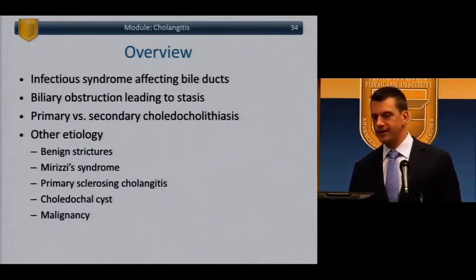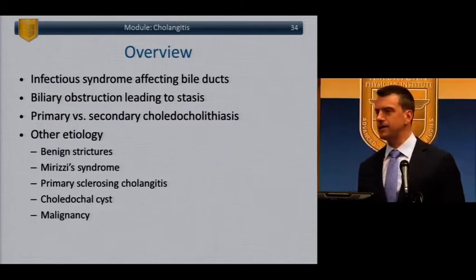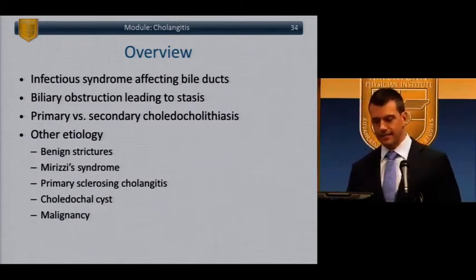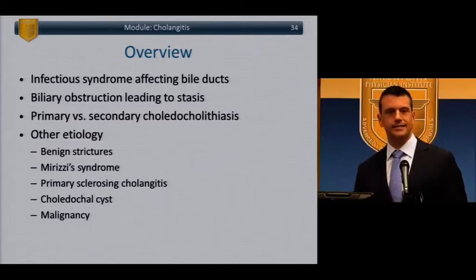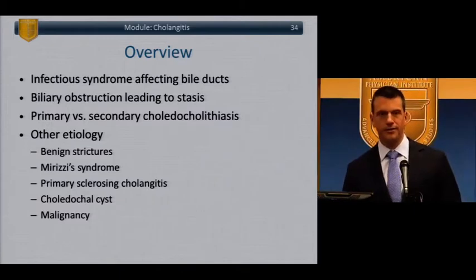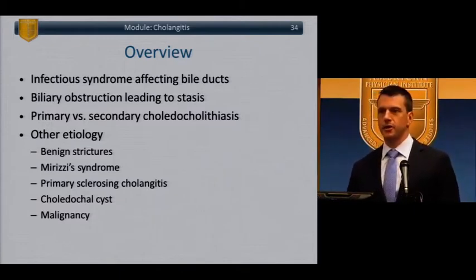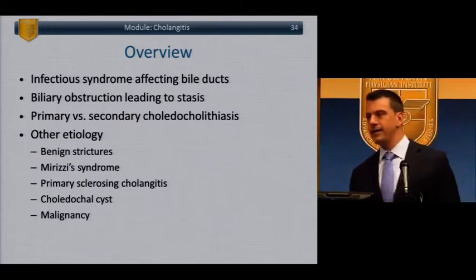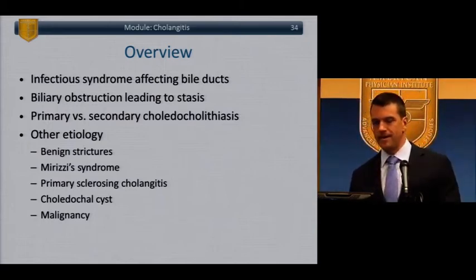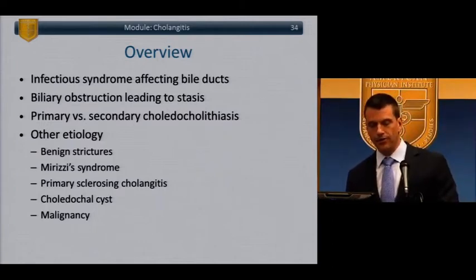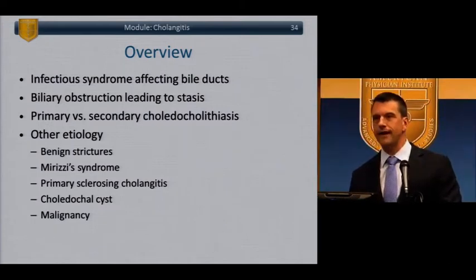So, an overview: this is an infectious syndrome affecting the bile ducts. Basically, it's pus under pressure in the biliary system. Biliary obstruction leads to stasis and overgrowth. It can be primary or secondary choledocholithiasis, and that has to do with whether these are stones that formed inside the ducts, which you can see even after a lap chole, or stones that traveled there out of the gallbladder. Other etiologies that may cause obstruction include benign strictures, Mirizzi syndrome, primary sclerosing cholangitis, choledochal cysts, or malignancy. So keep in the back of your mind why the patient may be obstructed if you can't find that stone.